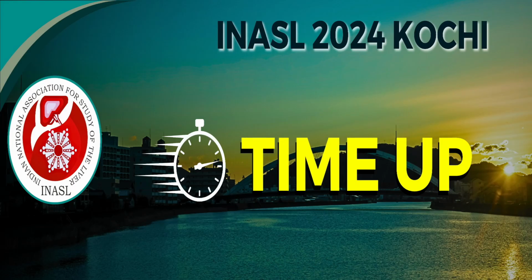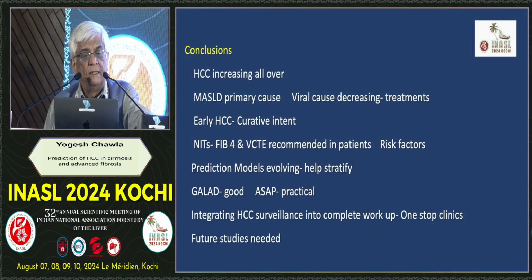So friends, in conclusion, I would say that HCC is increasing all over. MASLD is the primary cause. Viral cause is decreasing with treatments. Early HCC should be picked up so that you can treat these patients. Non-invasive tests, especially FIB4 and VCTE or FibroScan is recommended, especially in the background of risk factors.